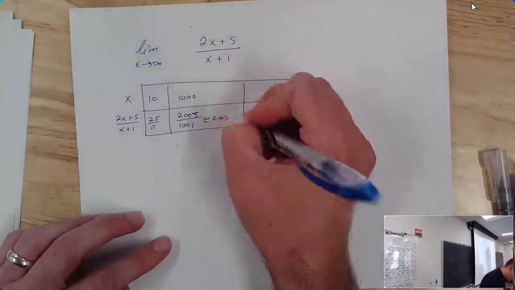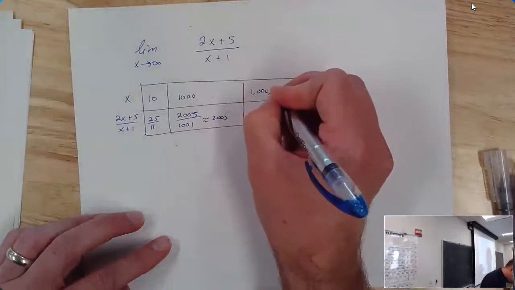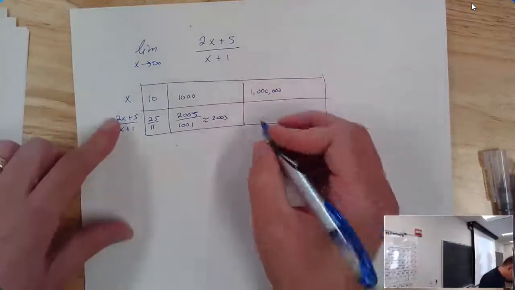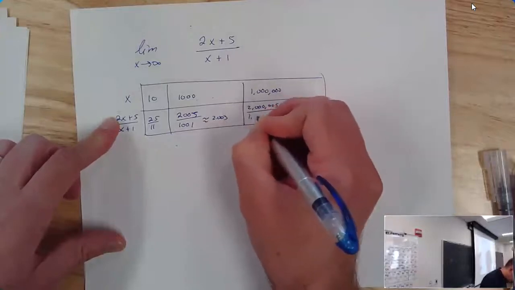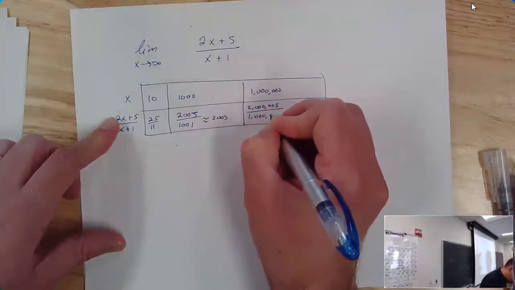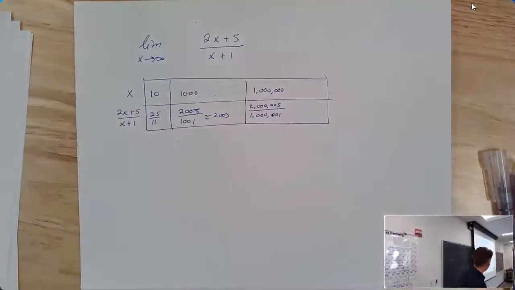And let's do one more. If we plug in 1,000,000, I'm going to get 2,000,005 divided by 1,000,001. Now, I feel like I probably don't even need to use my calculator for you to recognize that 2 million and a tiny bit at the end divided by 1 million and a tiny bit at the end is essentially 2 million divided by 1,000,000, which is very, very close to 2.